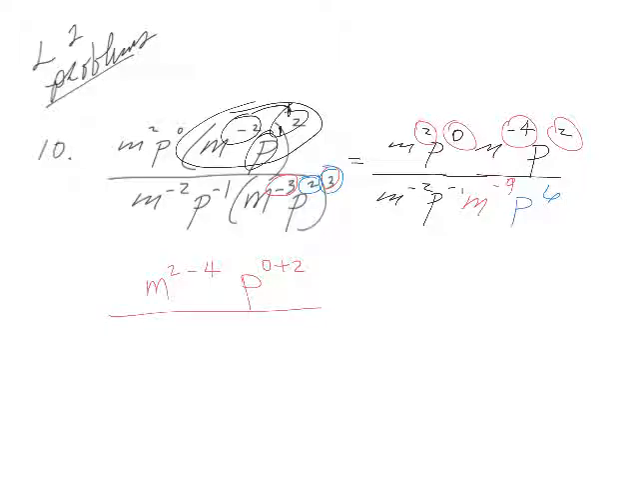And on the bottom, I'm going to look at my m's. I've got a negative 2 and a negative 9. So I'm going to go m to the negative 2 minus 9.